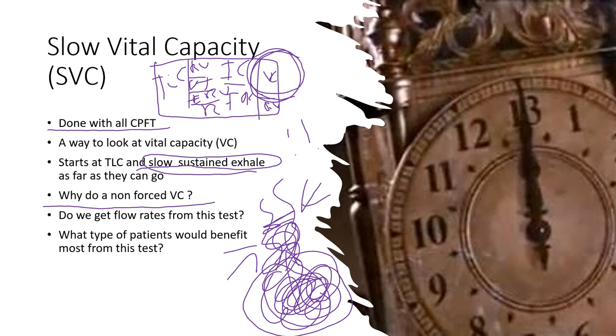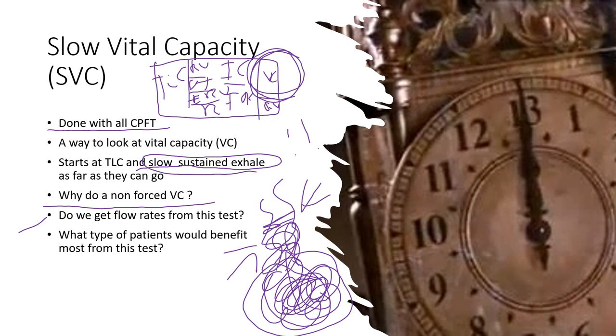So if I have someone just blow forcefully into a device and they have air trapping, gas that gets trapped by this process, then we're not going to get a good view of how much volume they can contain, and it will look like they have both a restrictive and obstructive disease, when in fact they just might have an obstructive disease process. So we don't get any flow rates from this test. This test just looks at volumes and capacities. So therefore, this test is great for looking at restrictive issues.